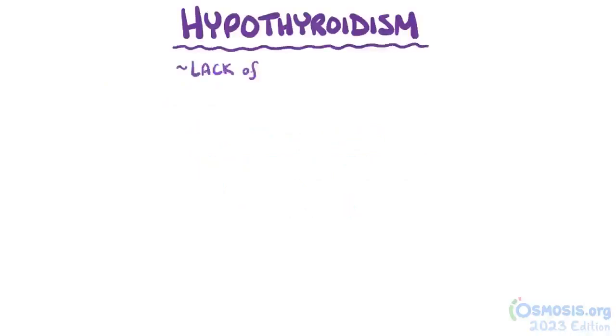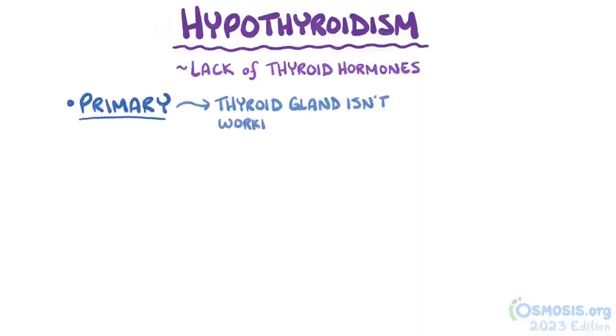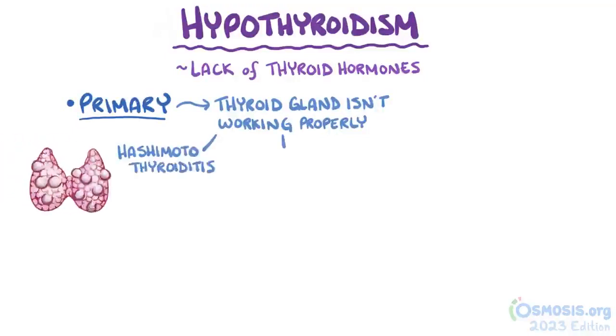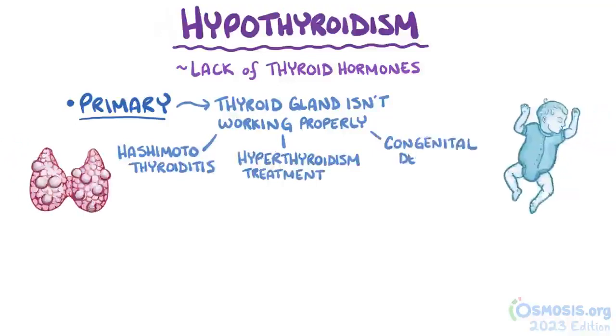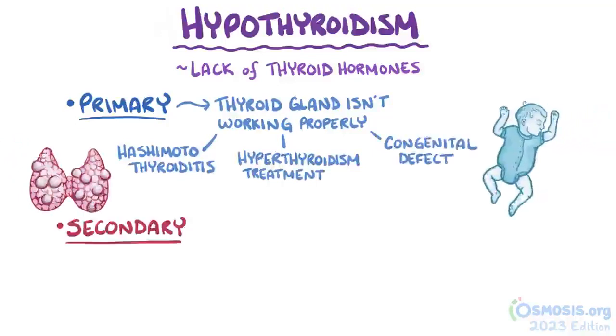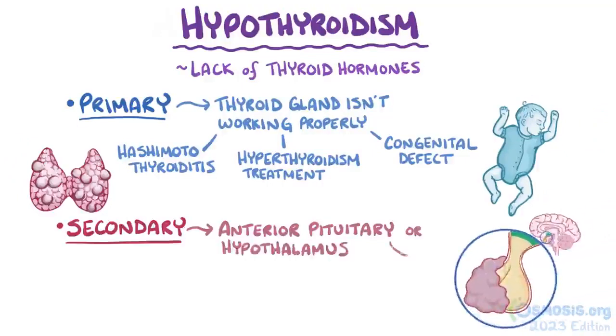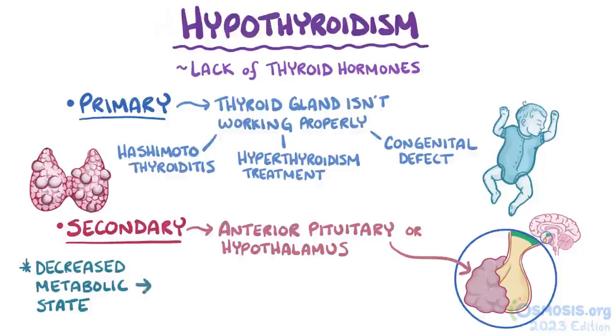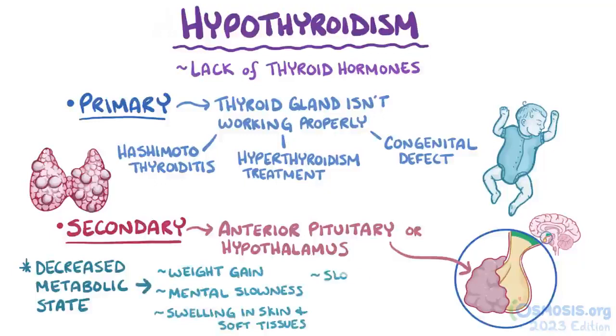Alright, as a quick recap, hypothyroidism refers to a condition where there's a lack of thyroid hormones. In primary hypothyroidism, the thyroid gland isn't working properly, as a result of an autoimmune disease like Hashimoto thyroiditis, hyperthyroidism treatment, or a congenital defect. In secondary hypothyroidism, either the anterior pituitary gland or the hypothalamus is the problem, usually because of a tumor or damage from surgery. In all cases, the lack of thyroid hormones can cause a decreased metabolic state, with symptoms like weight gain, mental slowness, swelling of the skin and soft tissues, and a slower heart rate.